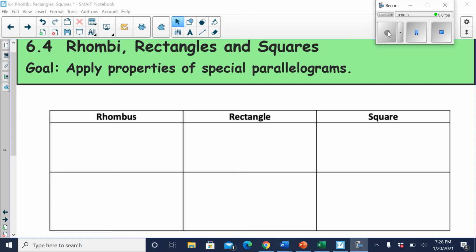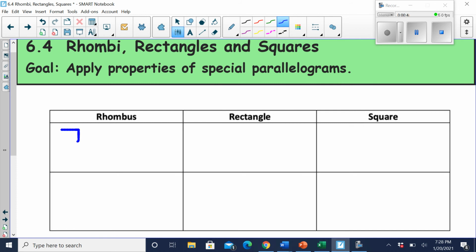Okay, now there are going to be some new properties for each figure. So we're going to fill those in on our notes as we go. Like this first one right here, it says a rhombus. What I want you to fill in is this is a parallelogram. So you can write parallelogram with 4 congruent sides is what we're going to fill in for a rhombus. It's a parallelogram with 4 congruent sides.